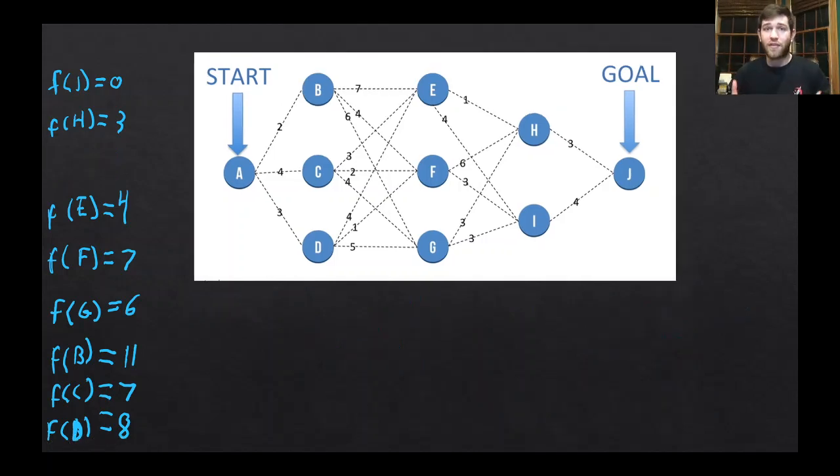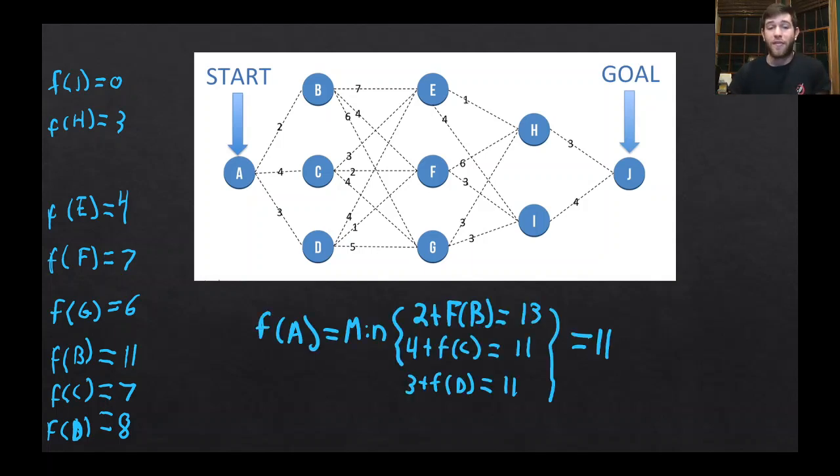Now that we calculated every single stage, we're now at stage 0, our beginning, and we can figure out what really is the cheapest way to solve our problem and get from A to J. So again, F of A would be that minimum cost. We have 2 where we can go to B, 4 where we can go to C, or 3 when we get to D. And we know what those costs yield because we already calculated them. So 2 plus F of B will give us 13, 4 plus F of C will give us 11, and 3 plus F of D will give us 11. So the minimum cost here is 11.